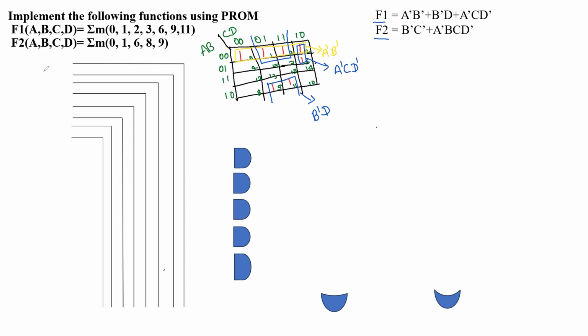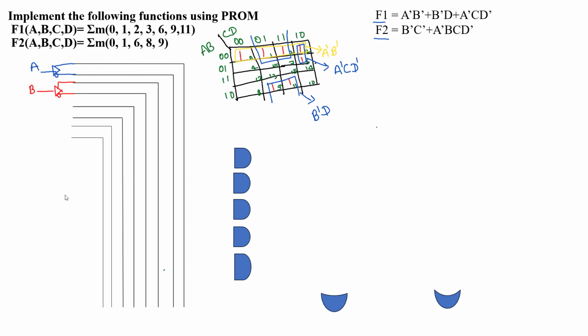If you see that these literals have A dash or B dash, some literals are with complement, some are without complement. To represent that, we are going to use a buffer here. If it is connected to this part, it is without complement; if it is connected here, it is with complement. This is the A. Similarly, we can take another buffer for another input. Here we have 4 inputs, so we are going to get 4 buffers. This is for the B.